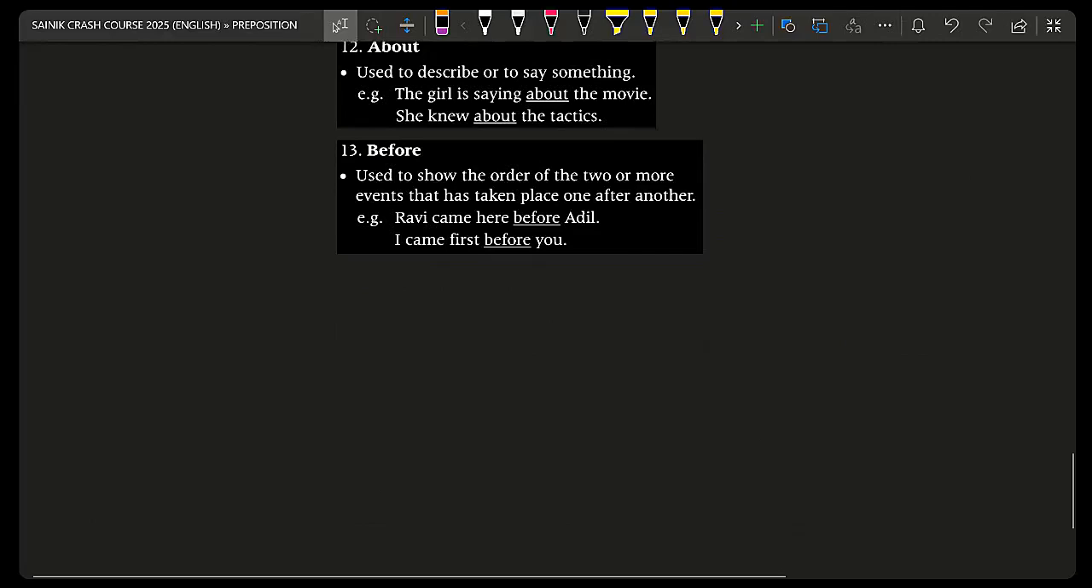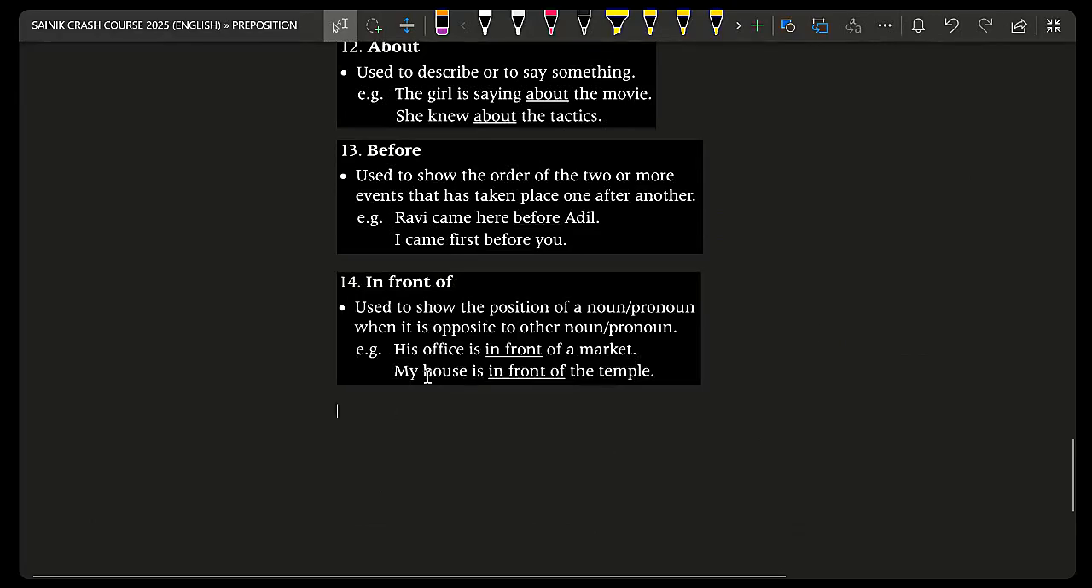Next preposition, in front of. So when do you use in front of? Used to show the position of a noun or pronoun when it is opposite to another noun or pronoun. His office is in front of a market. My house is in front of the temple. So for the position of a noun or pronoun when it is opposite of something, we use in front of.